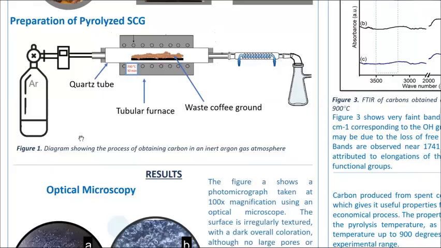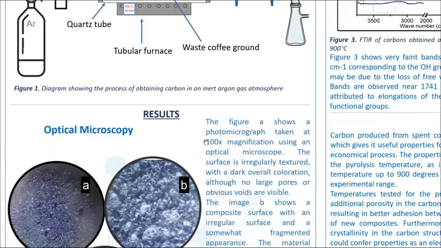The diagram in Figure 1 shows the pyrolysis treatment of spent coffee grounds using a single-step argon carbonization method. The waste is placed on a stainless steel plate, then placed inside a quartz tube, and the quartz tube is then placed inside a horizontal tubular furnace. A gas flow of 30 milliliters per minute is applied, and temperatures are reached at 700, 800, and 900 degrees Celsius for 60 minutes. Results.